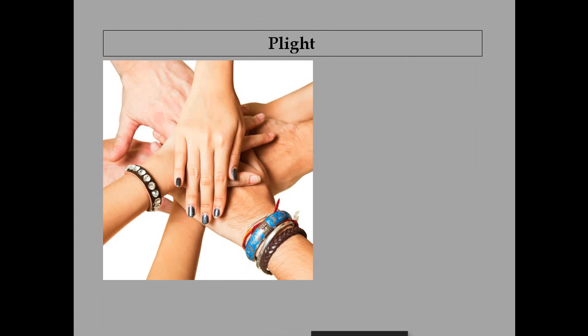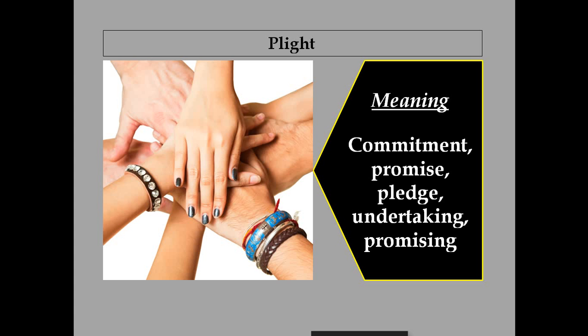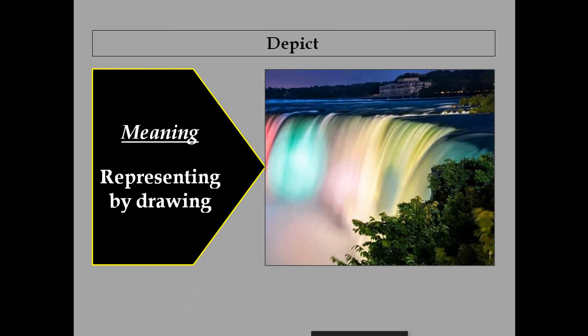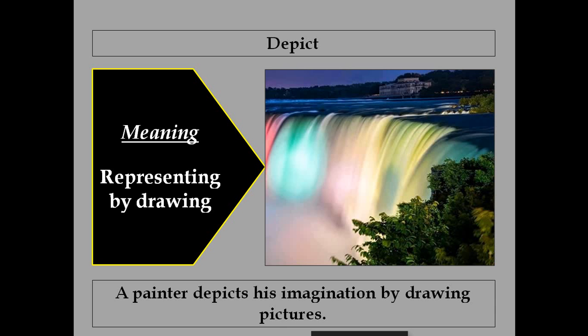The next vocabulary is plight, that means commitment, promise, pledge, undertaking. The sentence is, it is our plight to protect addiction. A beautiful vocabulary is depict, that means representing by drawing. You can also make sentences with it. The painter depicts his imagination by drawing pictures.